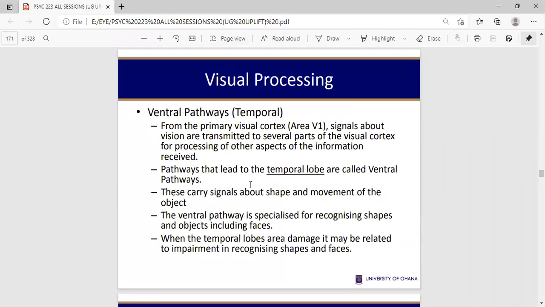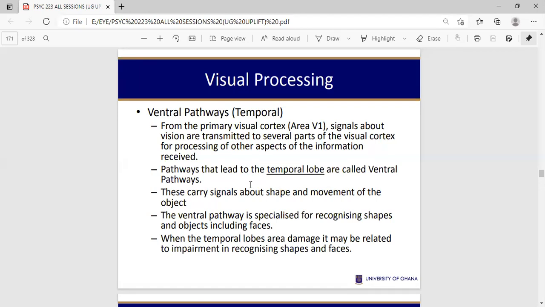All right. So within visual processing, we have two main pathways that you need to know. The first pathway is the ventral pathway. With the ventral pathway, when the information gets to the area V1 found at the occipital lobe, in some instances that information further moves to the temporal lobe for perception.